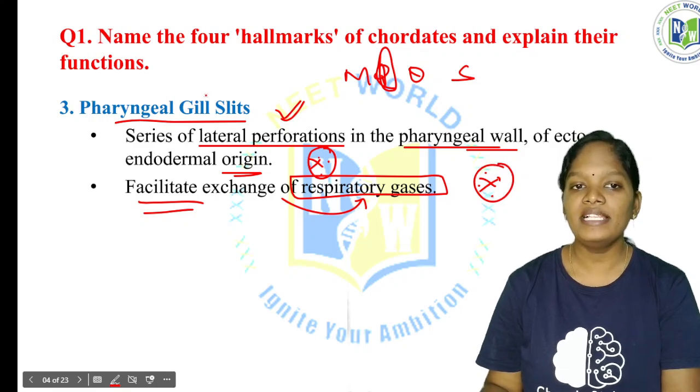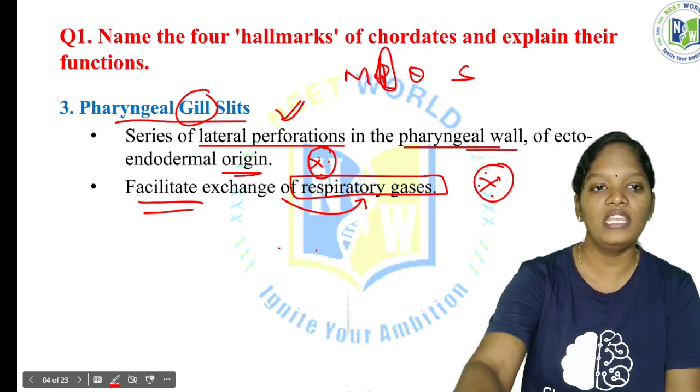So this is the function of these pharyngeal gill slits. As the gills are present in the pharynx region, we are calling them pharyngeal gill slits, and their function is very helpful in facilitating the exchange of respiratory gases. So this is an important point.